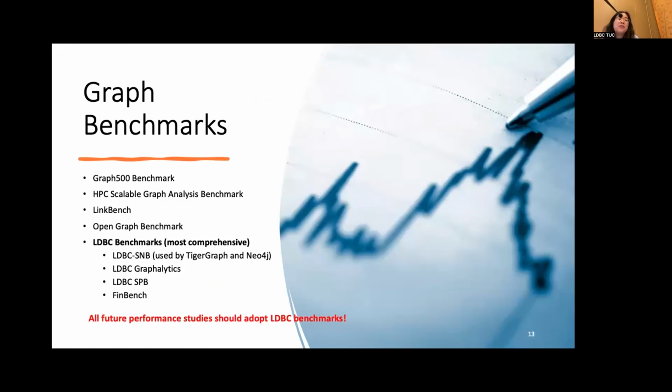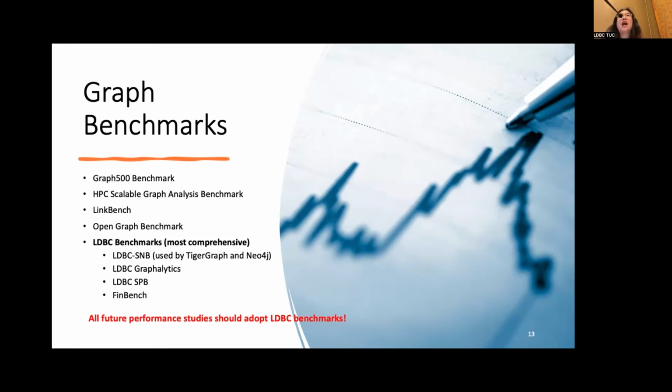Now, graph benchmarks are very important to evaluate different graph databases. Graph databases are relatively new compared to relational databases, so there's not a widely accepted standard yet. There are a lot of graph benchmark efforts in the community today, such as the Graph 500 benchmark, HPC Scalable Graph Analytics benchmark, LinkBench, Open Graph Benchmark, and LDBC benchmarks. Notably, I think the LDBC benchmark is the most comprehensive and also widely used in the market, so probably the closest to a standard.